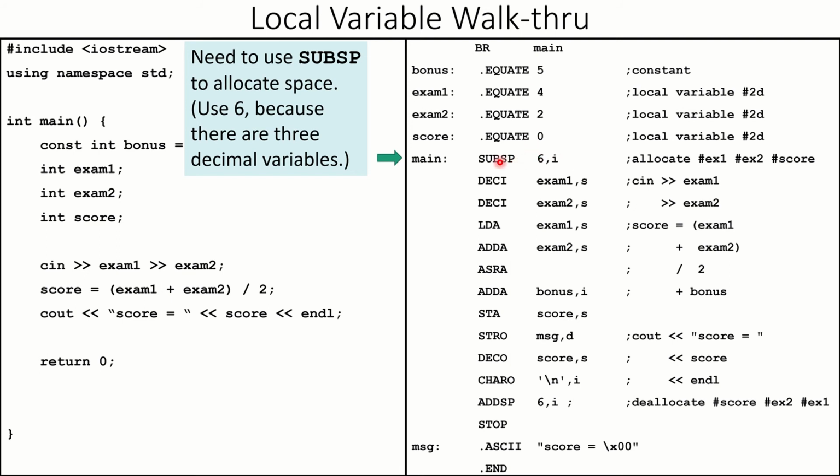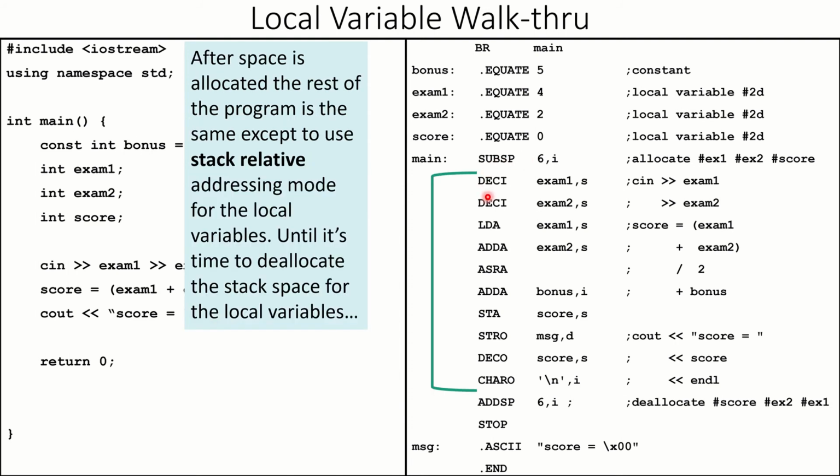Once we've allocated that space, from there on, the program runs like this. If you go back and compare this to the program we looked at before with global variables, it's exactly the same. The only thing that's different is that we're using S when we're accessing our variables because they're now on the stack instead of being global. When they were global, we used D. Now that they're on the stack, we use S.